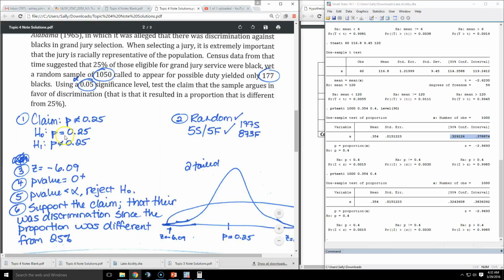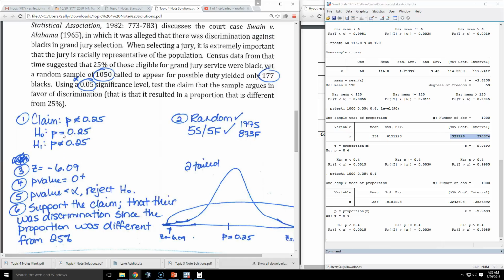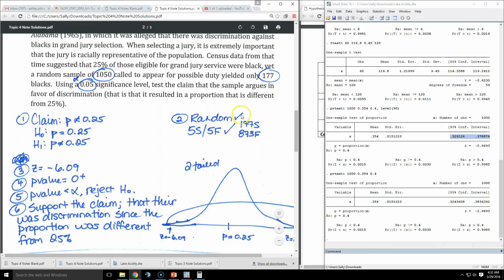politics. So if we have a not equal to for our H1, then we only have the option, which we only had anyway, of having just an equal sign for our H0. They did do a random selection that passes, and we do have 5 successes and 5 failures, so that passes as well.